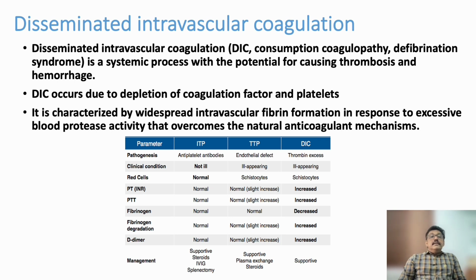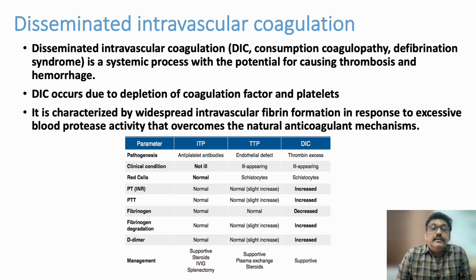You can see here another differential diagnosis is disseminated intravascular coagulation. There are also differentiating features. You can see DIC and TTP. Pathogenesis is endothelial defect in TTP. In DIC, it is thrombin production. Clinical condition: a patient is very ill. DIC also very ill. Red cells, schistocytes are seen in peripheral smear. DIC also you can see that.